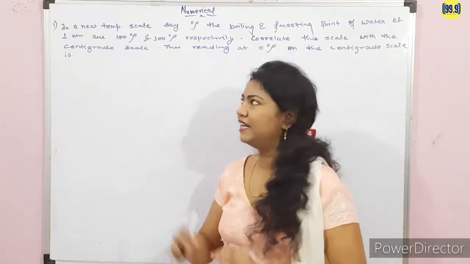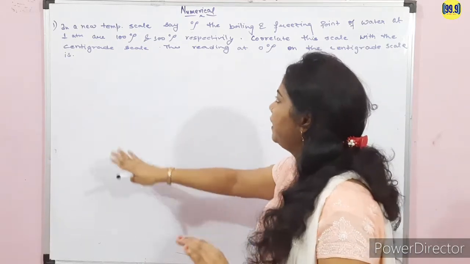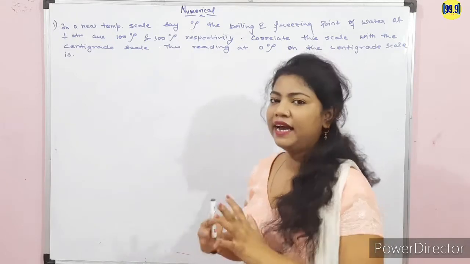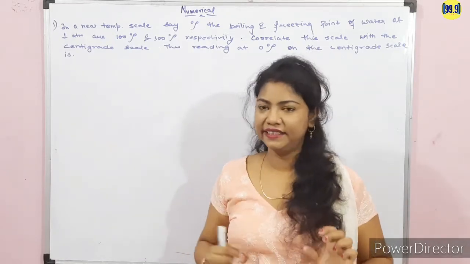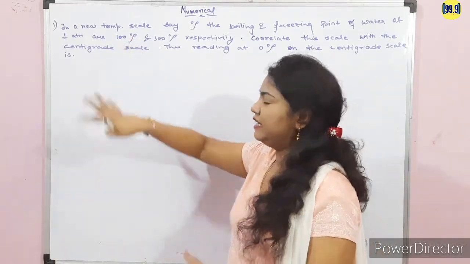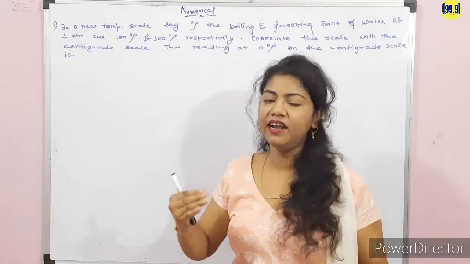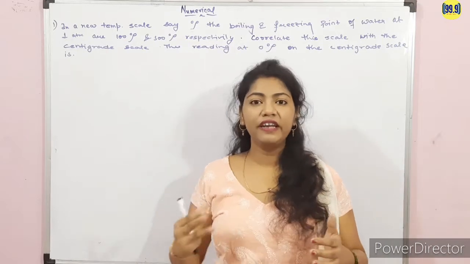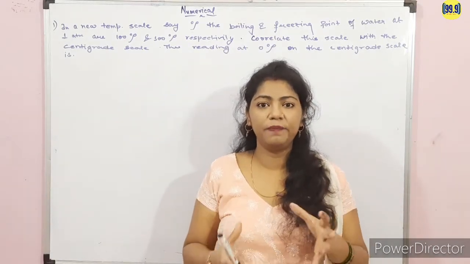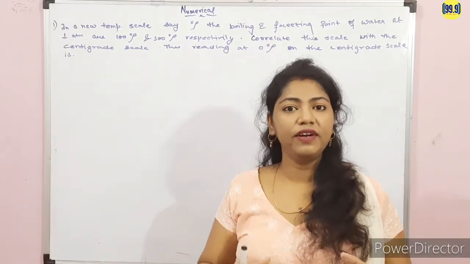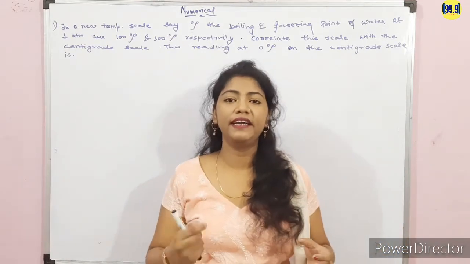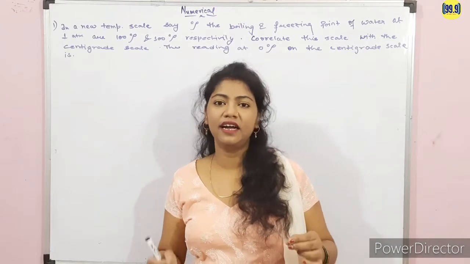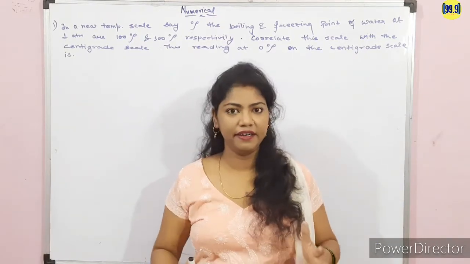Okay, so you can see in the numerical we have to find out the reading at 0 degree rho on the centigrade scale, and it is given that this is the new temperature scale represented by degree rho, and we have a reference point, which is given to us, that is 100 degree Celsius, degree rho and the 300 degree rho.